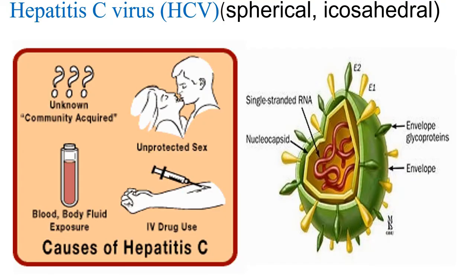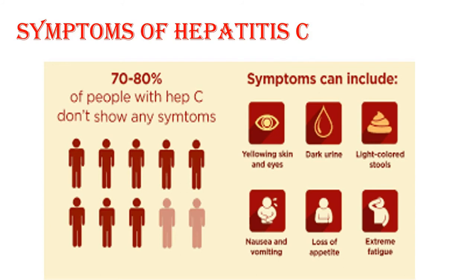The causes of hepatitis C infection are pictured in this slide with the structure of the hepatitis C virus, which is spherical and icosahedral in shape. Symptoms of hepatitis C are shown here in this slide, that is yellowness of the skin and eyes, color of the urine, which is orange yellow, then light color stool, nausea and vomiting, loss of appetite, extreme fatigue or weakness, which is observed in these patients.